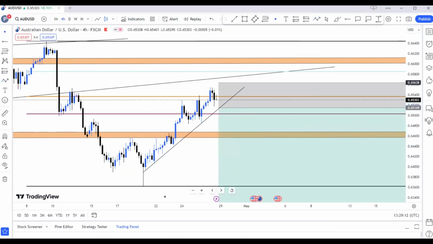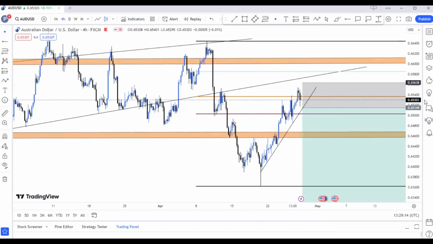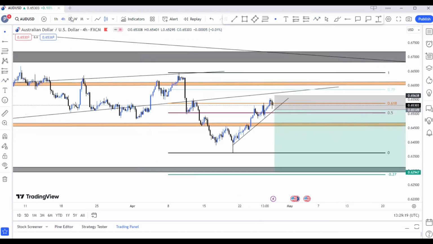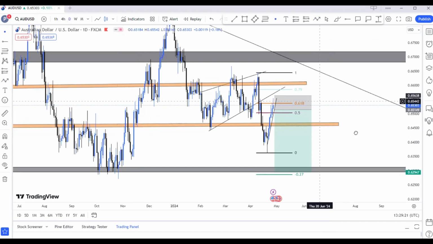So that is just that on AUDUSD. Remember that I already have my key levels plotted.